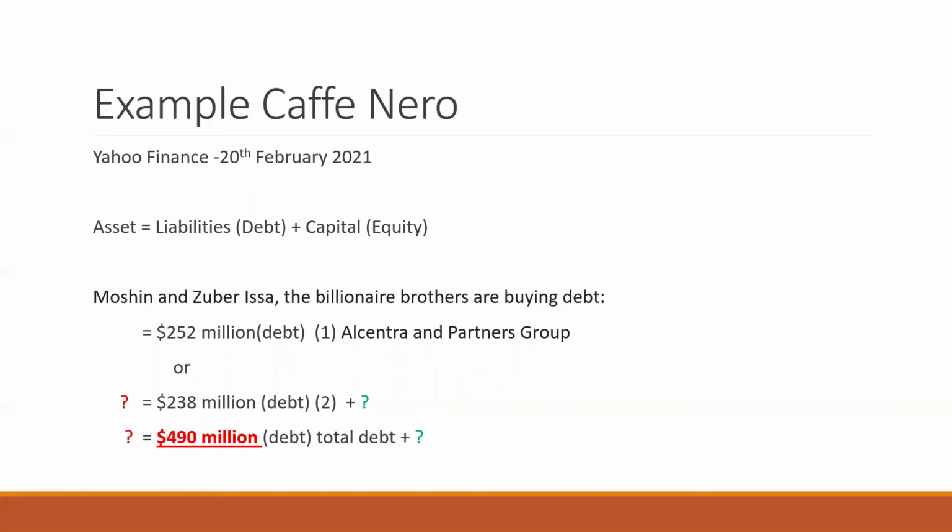Now, there are two brothers, Mohsin and Zuber Issa, and they are billionaires, and they intend to buy Caffe Nero. I think they recently bought Asda, and they intend to buy this company. Now, they are approaching one of the debt holders, it seems, and the debt they're focusing on is the 250 million in debt that they're intending to take on.